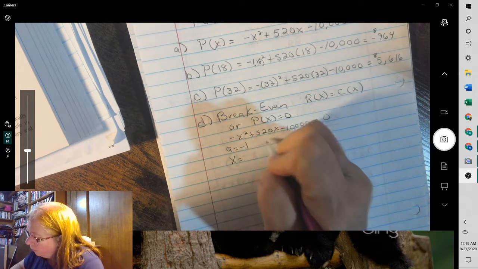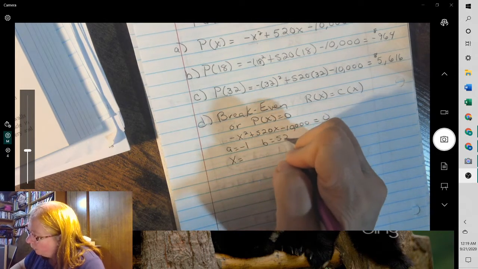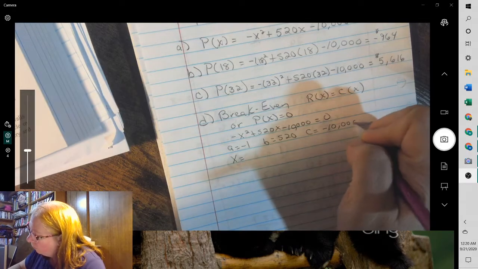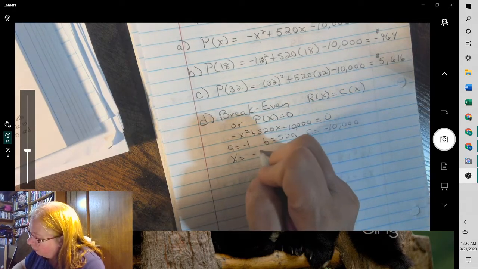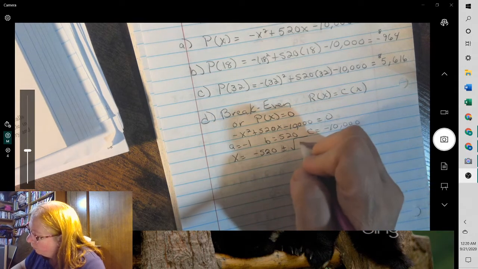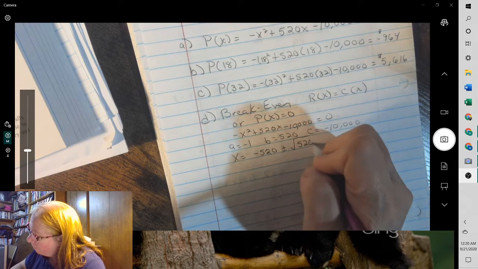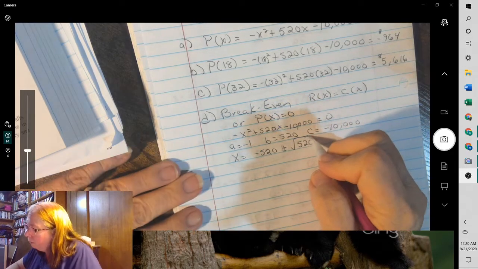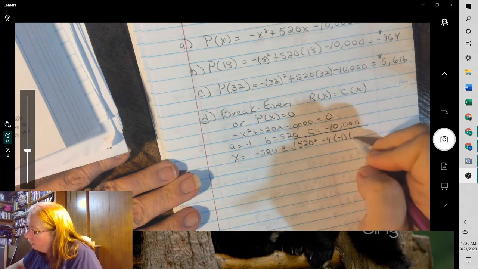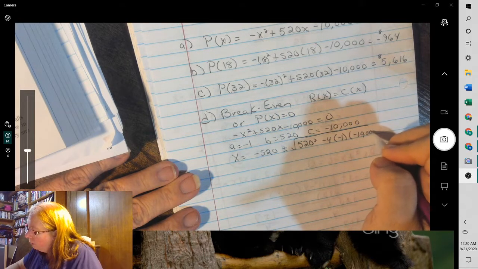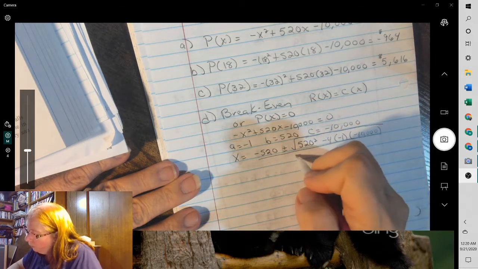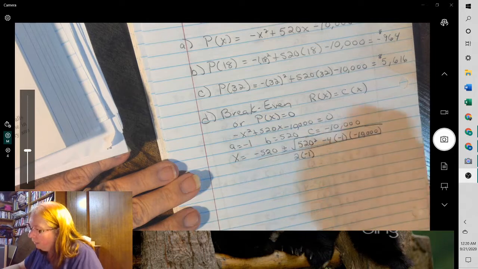A is negative 1, B is 520, and C is a negative 10,000. So we have negative B plus or minus the square root of 520 squared minus 4 times A times C, all over 2 times A.